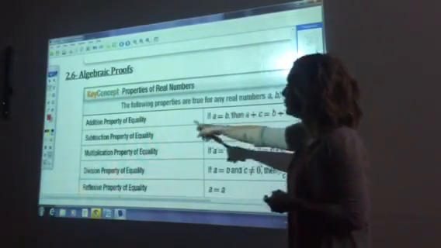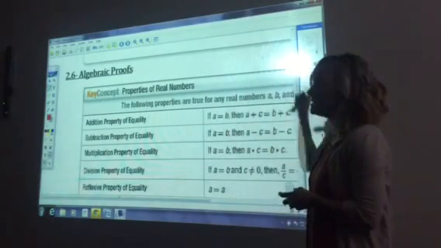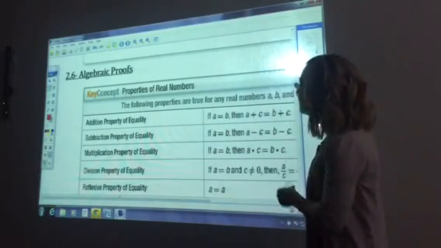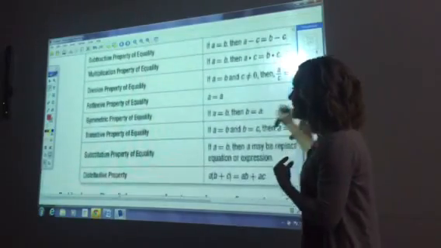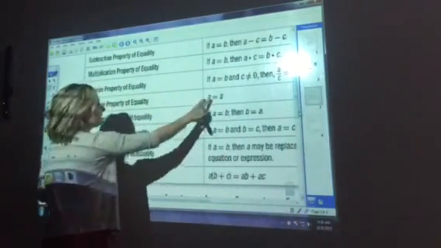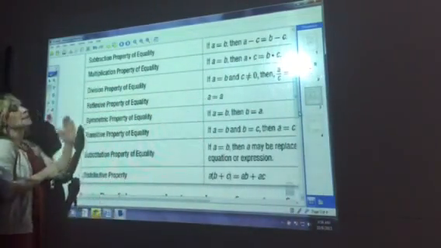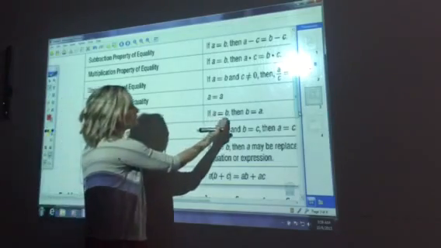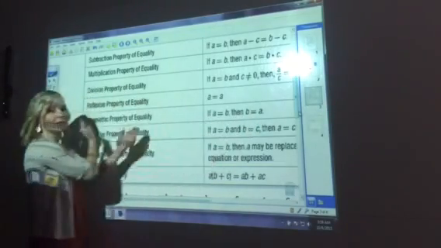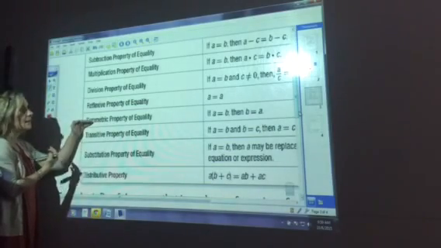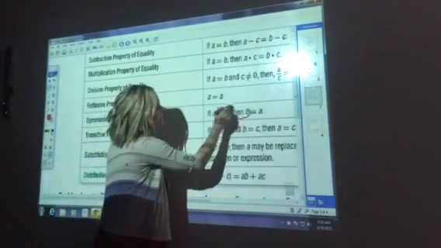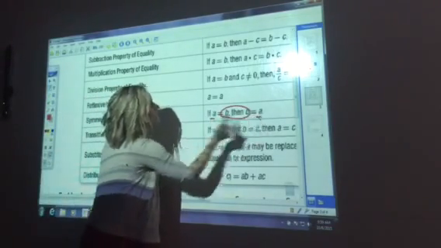Real numbers, you know your addition property. Remember, what you do to one side, you have to do to the other. Subtraction property, multiplication, division. Keep in mind your reflexive property is what they have the same on both sides. Symmetric property, if A equals B, then B equals A. So we can reverse that to give us the symmetric property. Okay? Symmetric property, same in the middle, and then same on the ends.